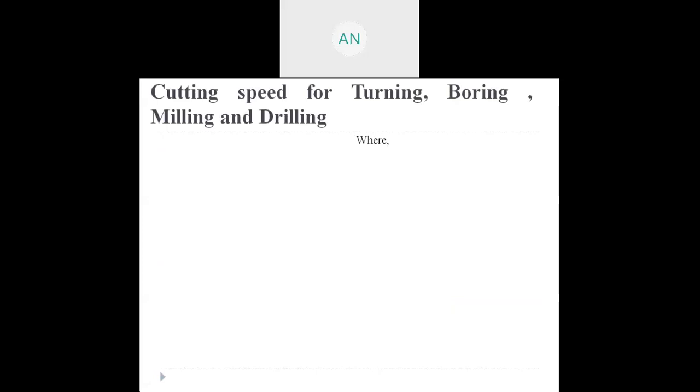In our next lecture, we are going to see how these process parameters influence the machining. So I hope you all understand this lecture which I have given on the basics of process planning activities.